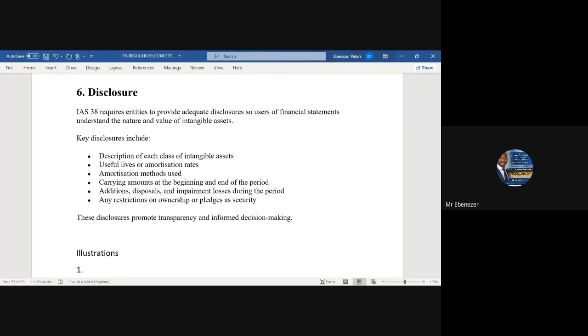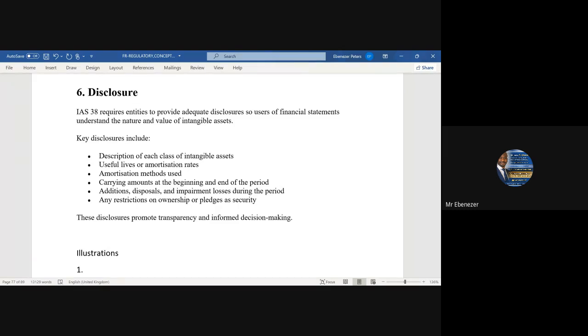And we'll go ahead to talk about disclosure. And I said, things to disclose include the following. If there are any additional disclosure. Amortization method used, description of each of the class of intangible assets, as well as the useful life and other disclosures. That is that for that.